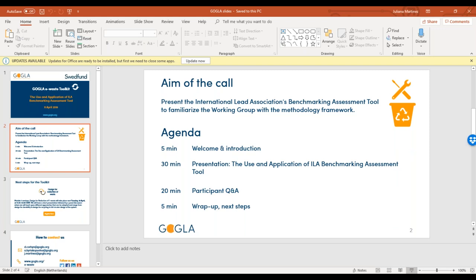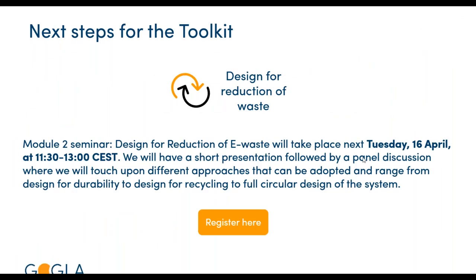Now, I just want to close by saying the next steps for the toolkits. We're now moving onto module two, and we have the seminar for that this coming Tuesday, 11:30 till 1 CEST. We'll have a short presentation by Fairphone, which is a fantastic company doing good work on sustainability in the mobile industry, and then a panel discussion with three companies in the off-grid solar sector. That's Azuri, SolarWorks and Strathmore. So that promises to be another rich and interesting seminar. And I'd encourage everyone to get involved. If you haven't already looked at the Gogla e-waste toolkit online, check it out, www.gogla.org/e-waste.